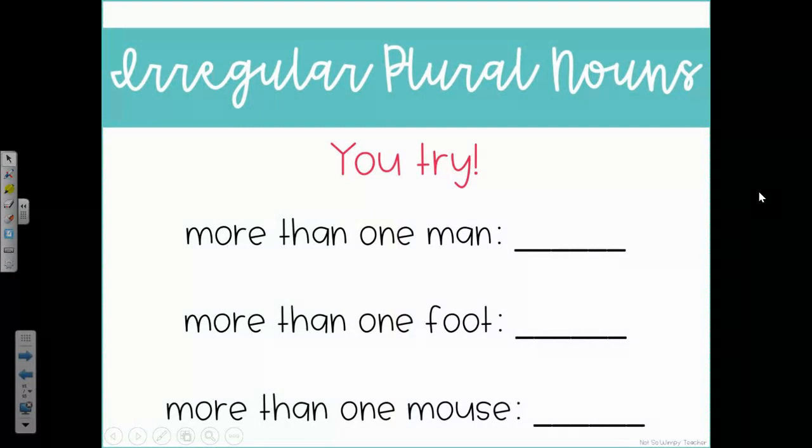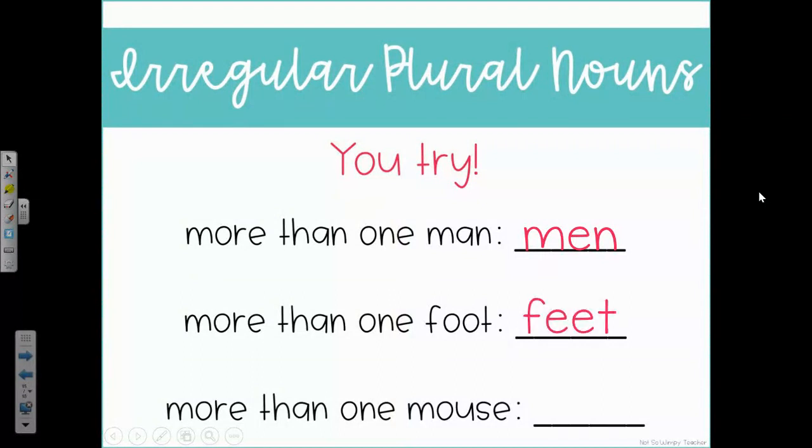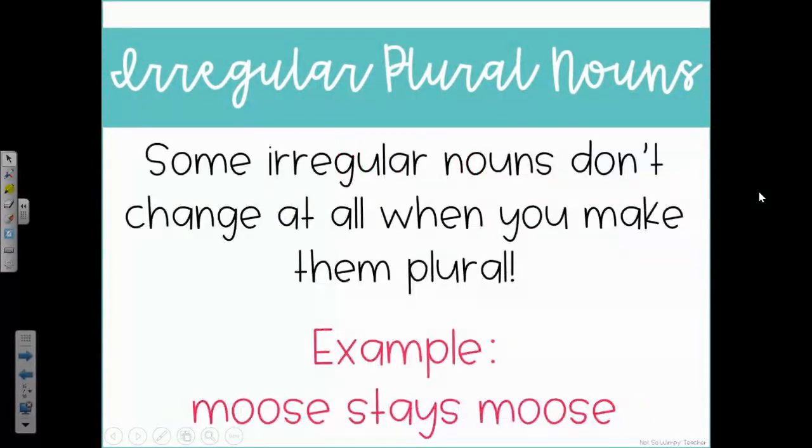Who thinks they know these irregular plural nouns? More than one man, you have a group of men. More than one foot, we have 2 feet. And more than one mouse, a group of mice. These are some more irregular plural nouns.